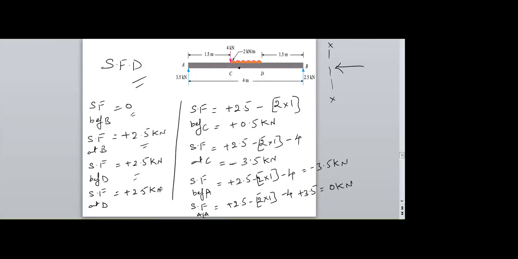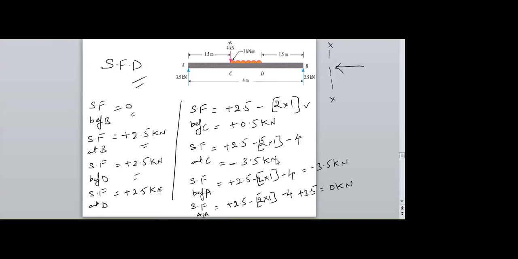So before C, no need of considering a point load. Therefore, a UDL 2 into 1 needs to be considered here. Yet at C, the point load also needs to be considered.